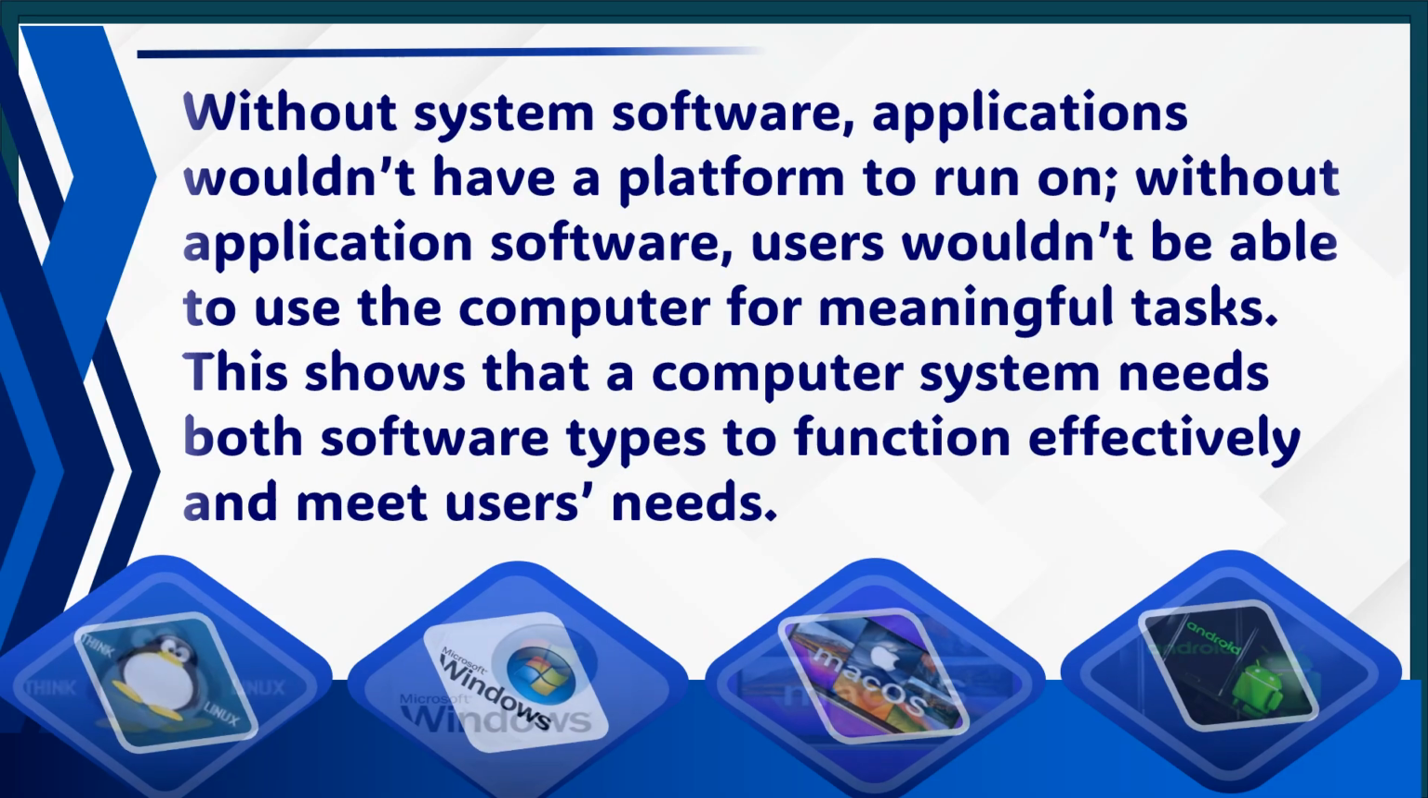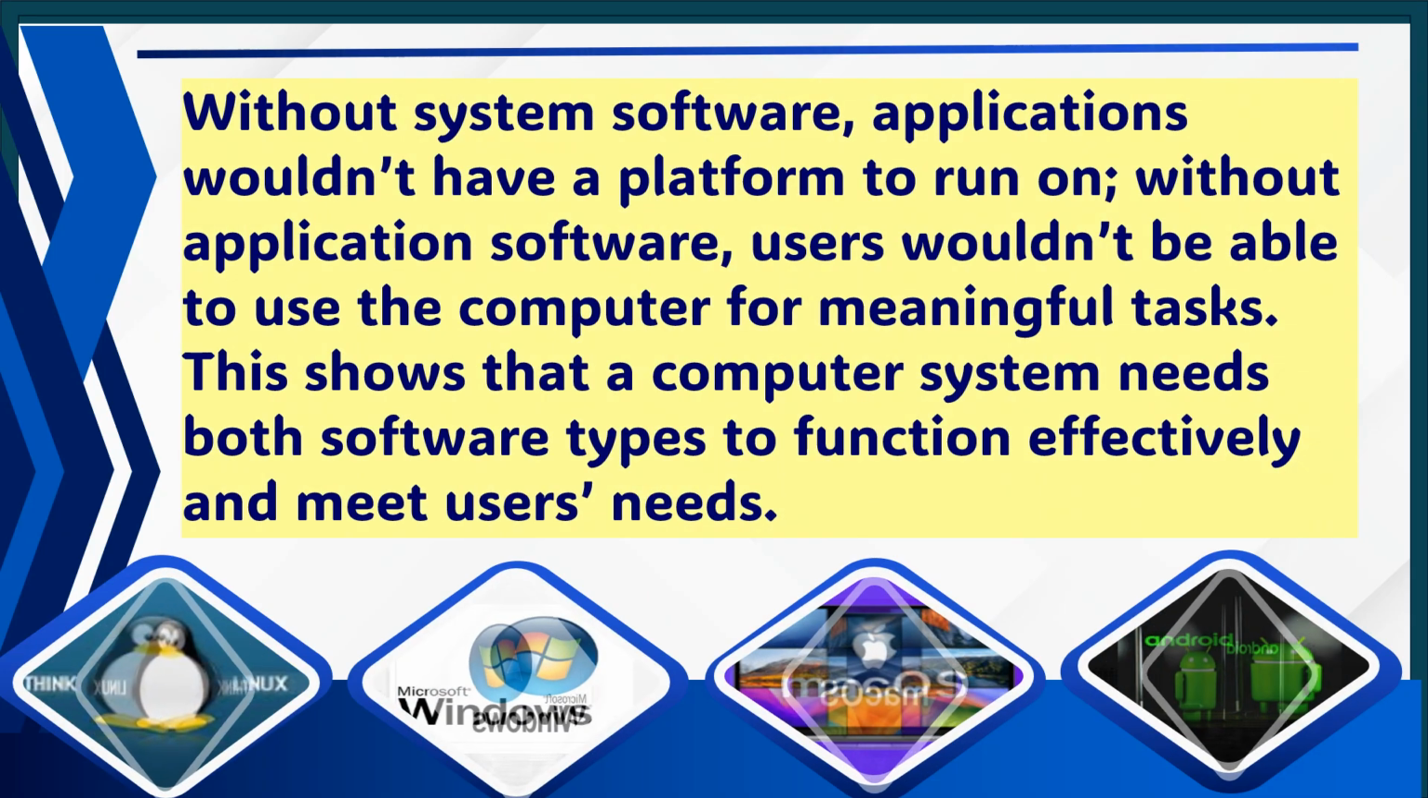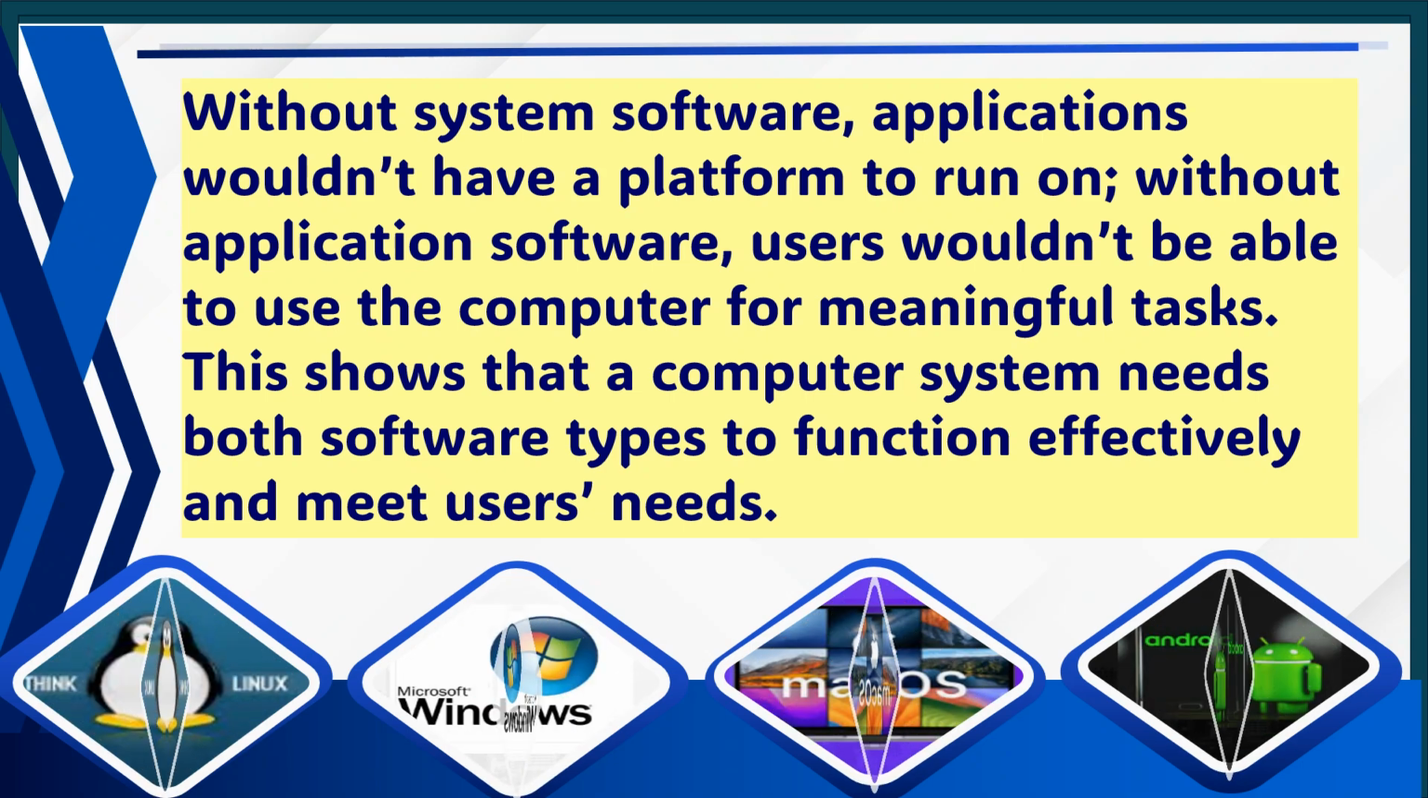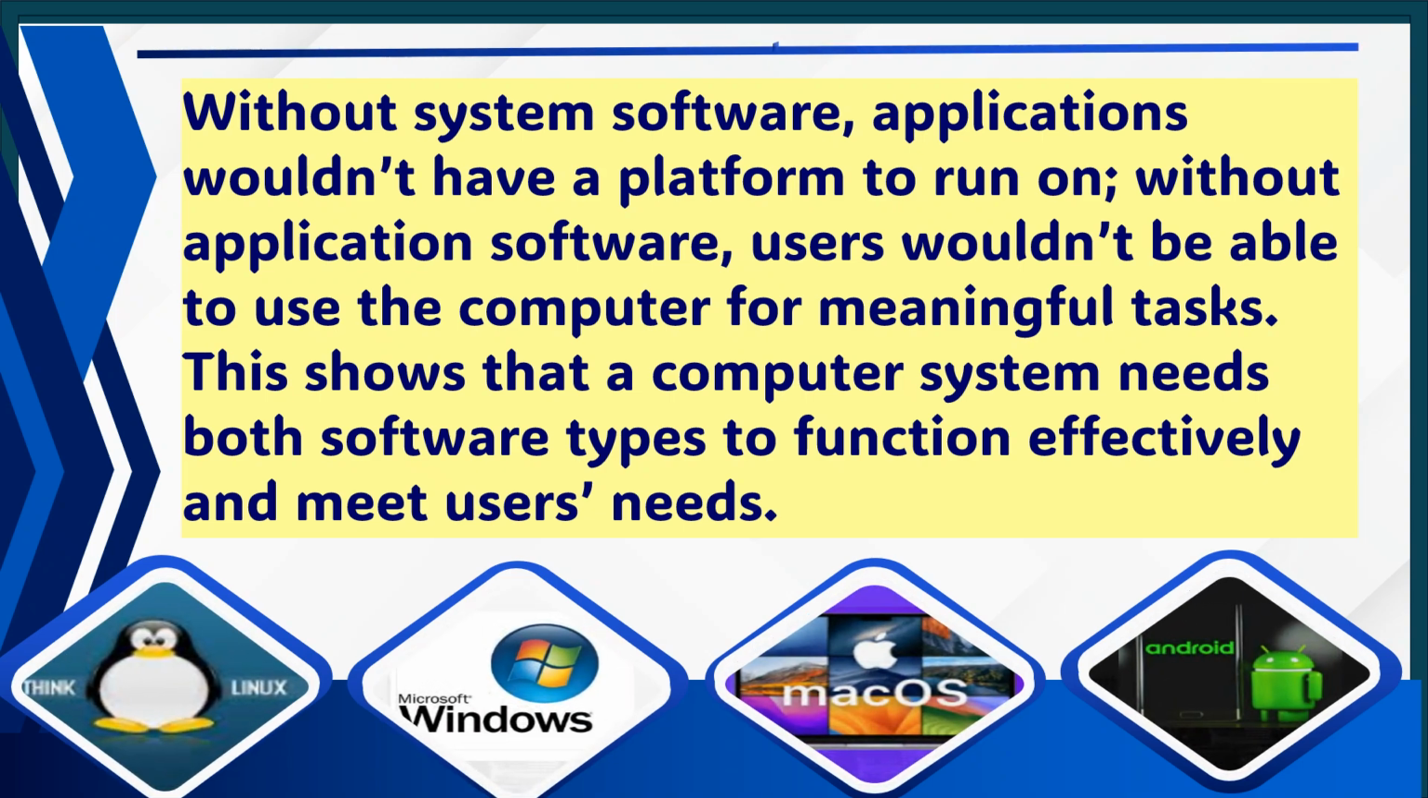Without system software, applications wouldn't have a platform to run on. Without application software, users wouldn't be able to use the computer for meaningful tasks. This shows that a computer system needs both software types to function effectively and meet users' needs.